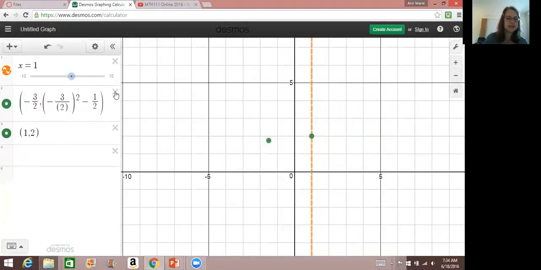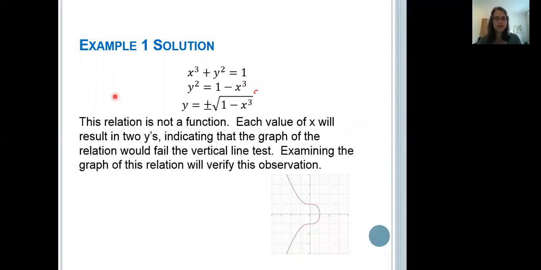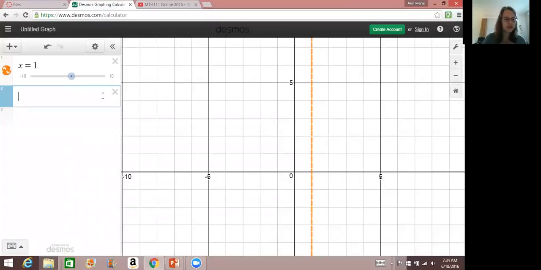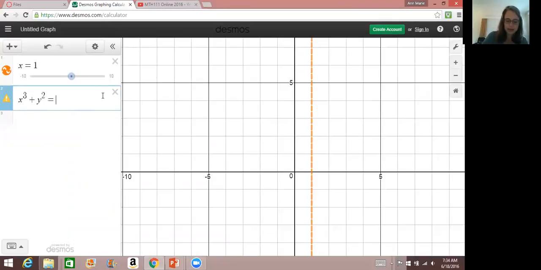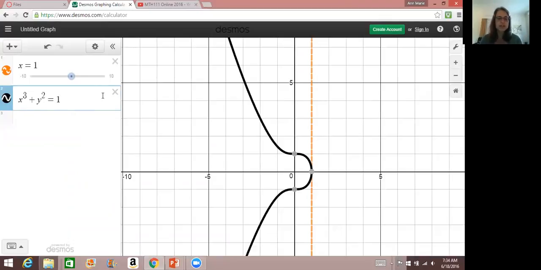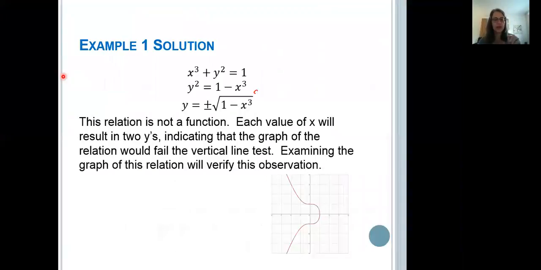Let's get rid of this, and this, and this. And we've got x to the third plus y squared equals 1. This is the graph of that relation, and you can see it fails the vertical line test. So this relation is not a function. And our algebra told us this because we had to take the positive and negative root. Okay.